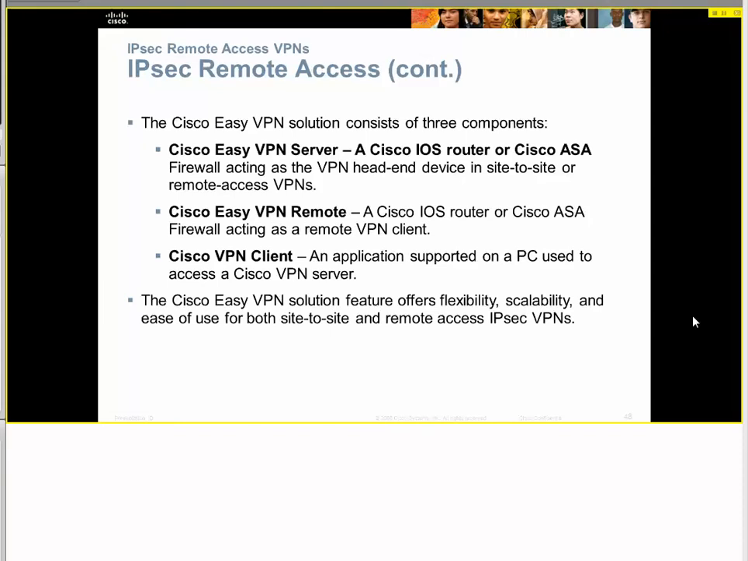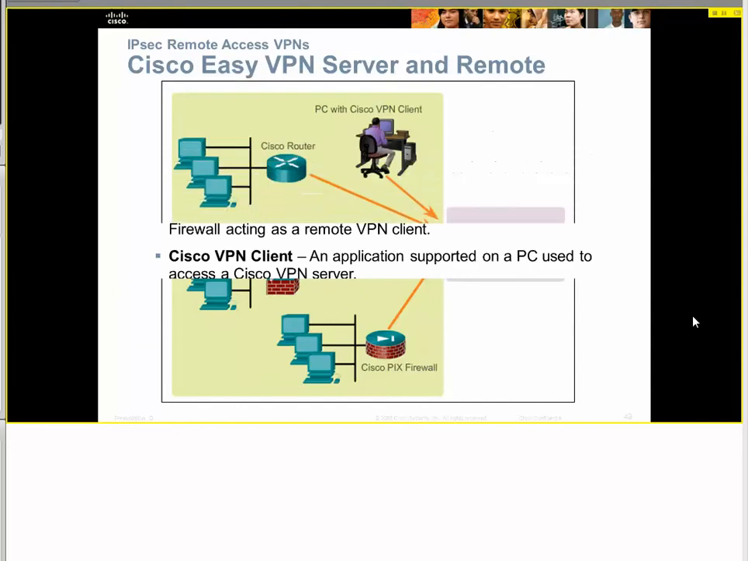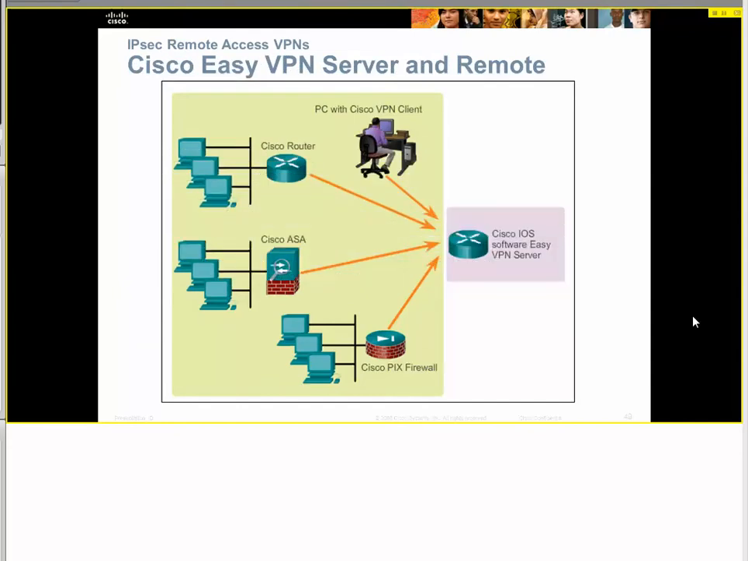And then you need the VPN client, an application that is supported on a PC, used to access a Cisco VPN server. So that's what you have to deal with. It's very easy to set up. We're not going to set it up in the class; we're just going to talk about it. So this is what you need to do to set it up.